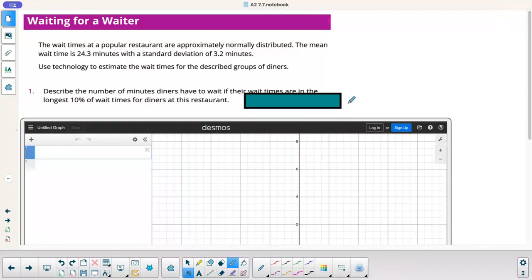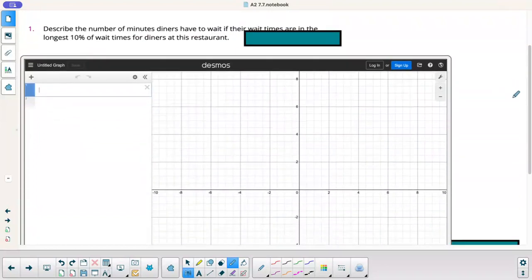All right. Another situation where we're going to use the graph. The wait times at a popular restaurant are approximately normally distributed. The mean wait time is 24.3 minutes with a standard deviation of 3.2. Use technology to estimate the wait times for the described group of diners.